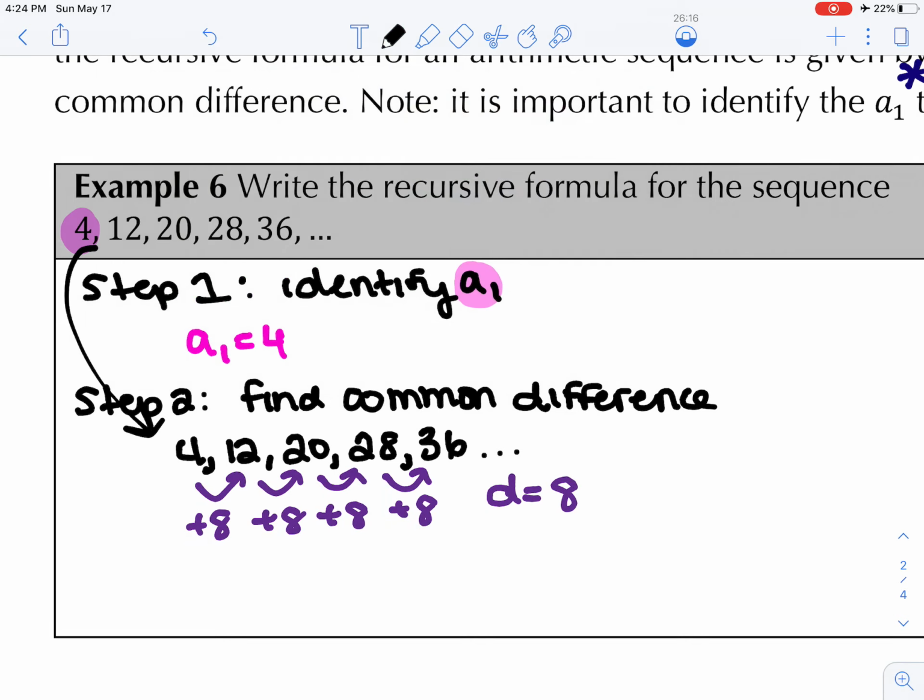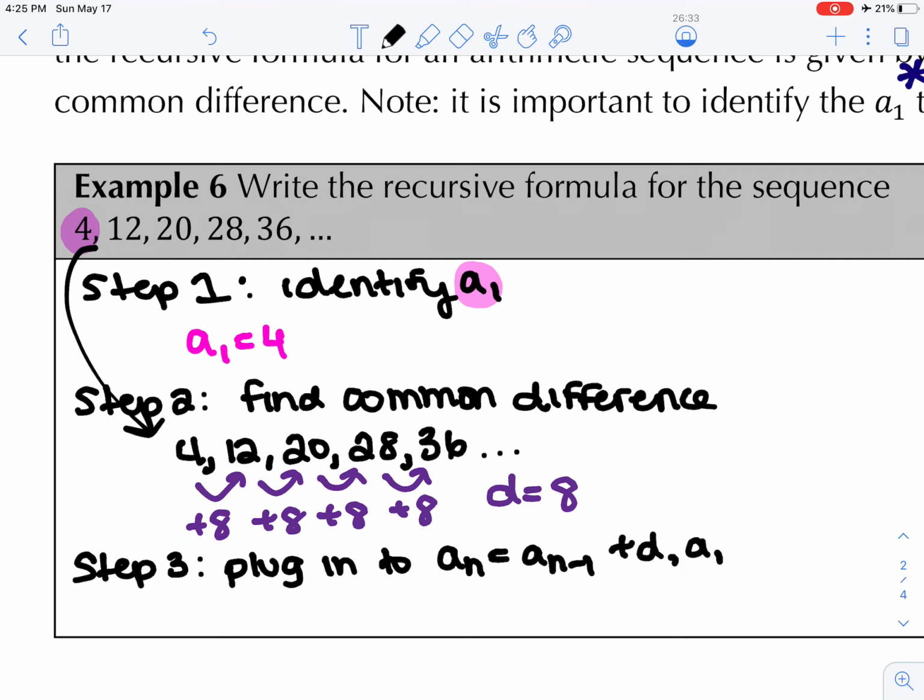Okay, and then the last step is really just putting this all together. Step 3: plug in our values to our a sub n equals a sub n minus 1 plus d, and we also must state our a sub 1. That statement of your a sub 1 is part of your final answer. So our final answer here is that our current term, a sub n, is found by taking our previous term, a sub n minus 1, and then adding 8. And that is starting at a sub 1 equals 4.